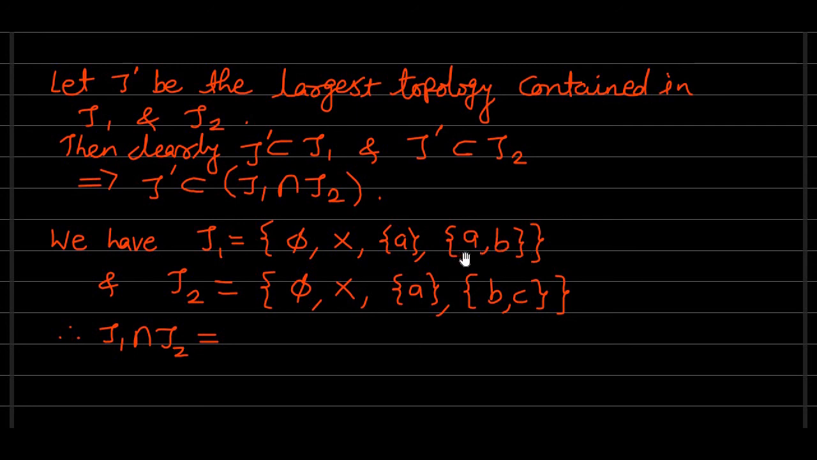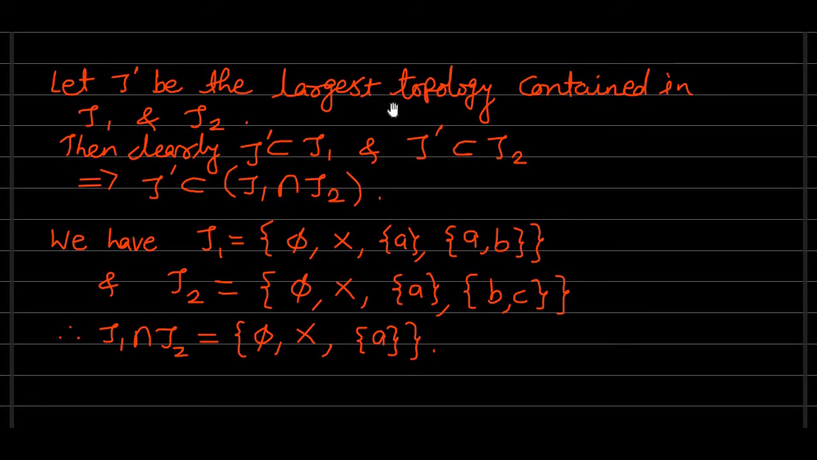Therefore, neither the 2-point set A, B is a member of TO1 intersection TO2, nor the 2-point set B, C. Therefore, TO1 intersection TO2 will be the collection which consists of only 3 members: the empty set phi, the complete set X, and the singleton set A. Therefore, we have TO1 intersection TO2 equal to the empty set phi, the complete set X, and the singleton set A. This is our TO1 intersection TO2.